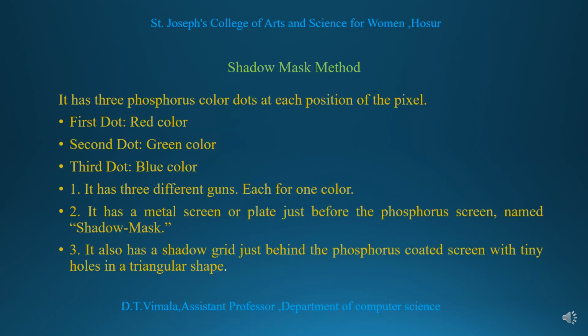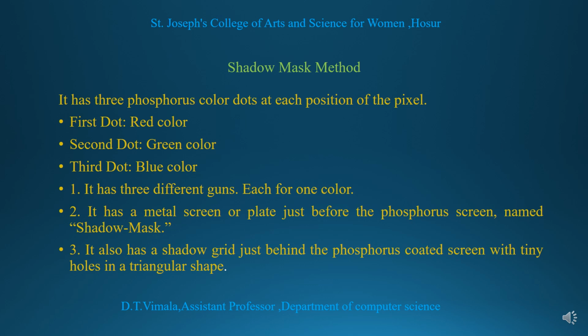The next method is the shadow mask method. It has three phosphorus colored dots at each position of the pixel. As we know, a pixel is one point. And at that point, we have the three phosphorus colored dots. The first dot is red, the second dot is green, the third dot is blue. It has three different kinds, each for one color.